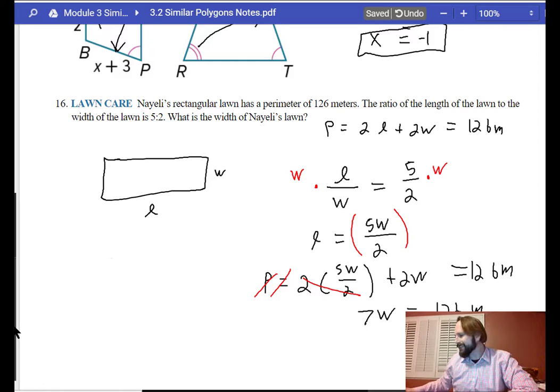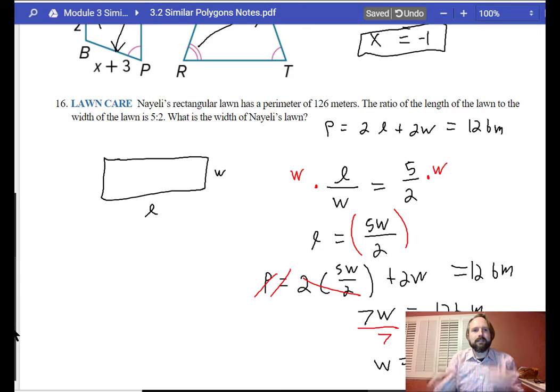Using my handy-dandy calculator, I'm going to divide 126 by 7. Well, 126 divided by 7 is 18. How do we get that? Well, I used a calculator. I'll be honest, I'm not going to do that in my head. So W equals 18 meters.